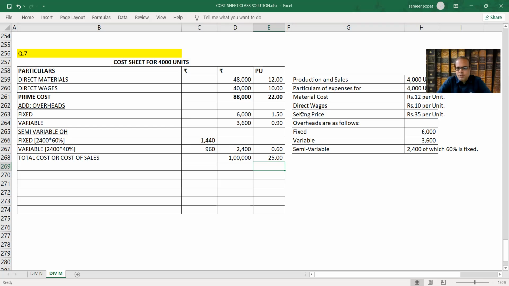Now, they are given the selling price 35 per unit. So we can find sales. So automatically profit would be balance figure. 4,000 units are being sold out and the selling price given is 35. So your total sales would be 4,000 into 35. Okay, 1,40,000. Per unit selling price is 35.